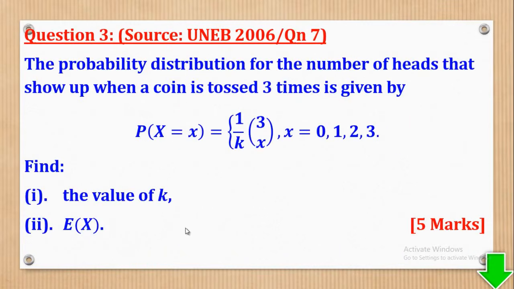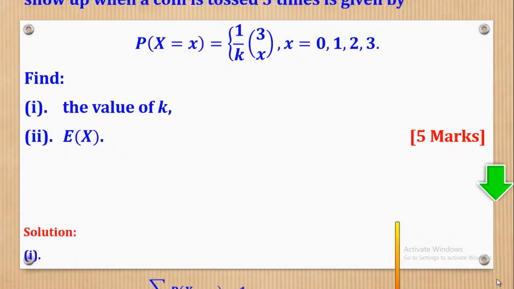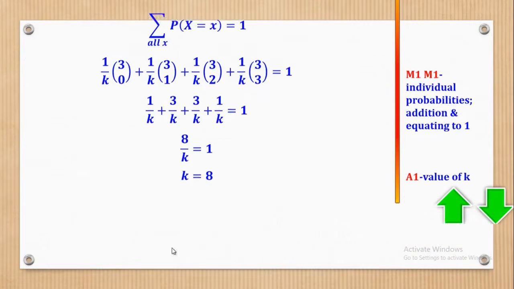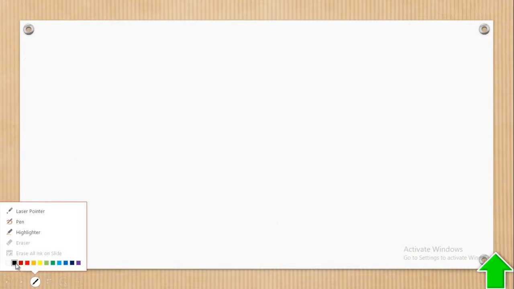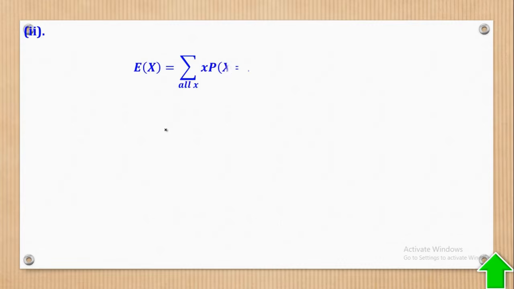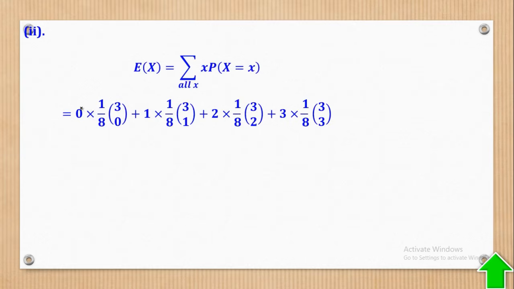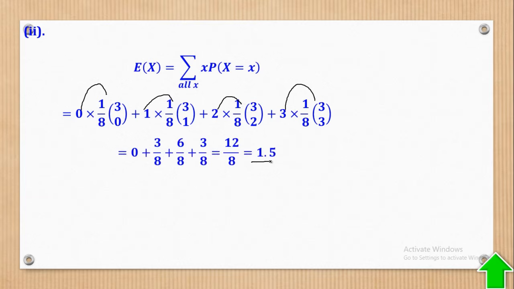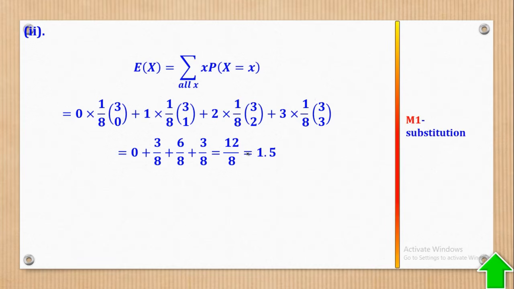So part B, they want E(X). So E(X) is given by that formula, so we are going to multiply x with its corresponding probability. 0 times the probability, 1 times this probability, 2 times the probability, 3 times the probability. Then when you use the calculator, we shall come up with 1.5 as the answer. So basically that's what they wanted. M1 for this substitution and A1 for the output.